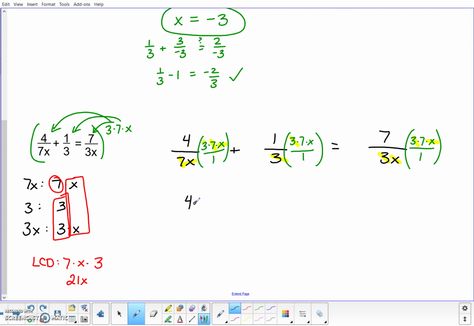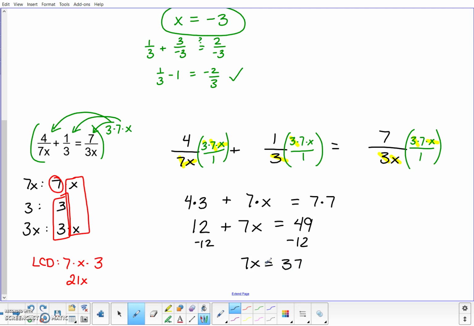So now we have 4 times 3 left from here, all over 1, plus 1 times 7 times x, equals, and on the top we have 7 times 7. So 12 plus 7x equals 49. Subtract 12 from both sides, 7x equals 37. And divide by 7 on both sides.